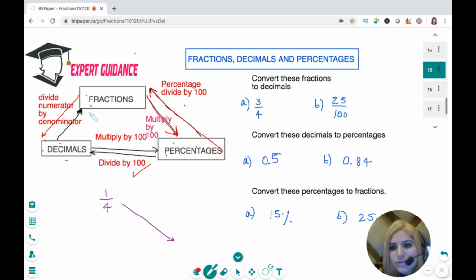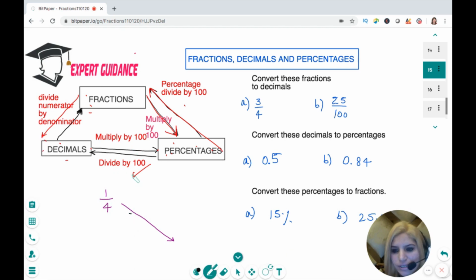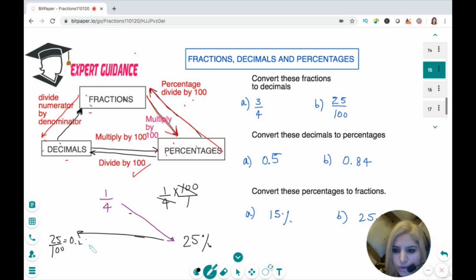And for decimal to fractions, you just convert the decimal by making it over 10, 100 or 1000 depending on after how many places there's a decimal point. Now let's take an example. A quarter is given to you, which is a fraction. To convert it into a percentage, you multiply by 100. So a quarter times 100, that becomes 25%. Now to convert 25% into a decimal, that becomes 25 over 100, which converts into 0.25. So that gives you a quarter as a decimal and as a percentage.